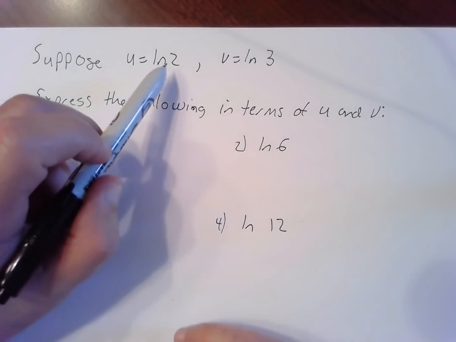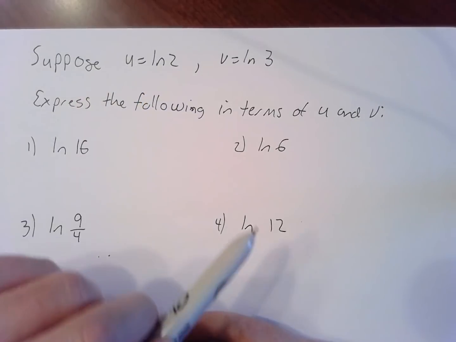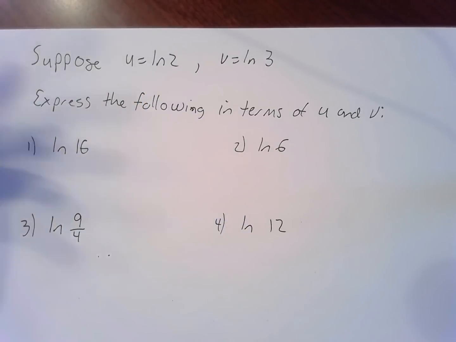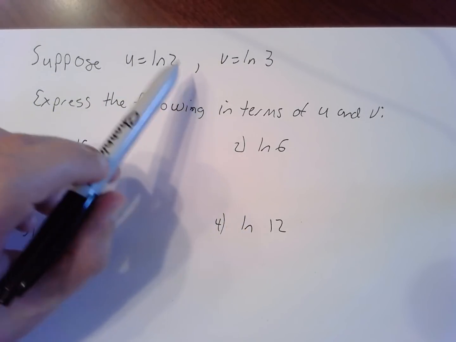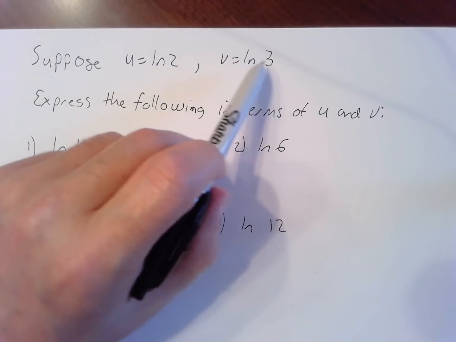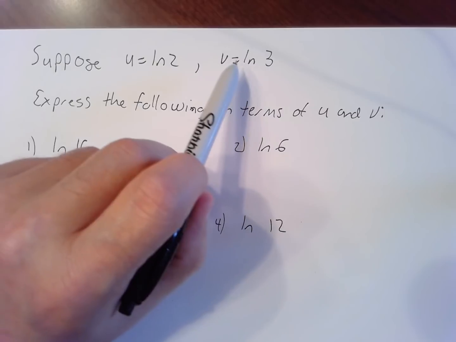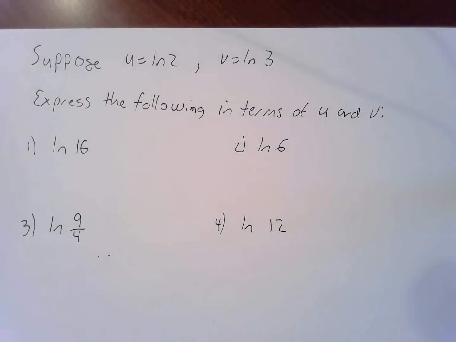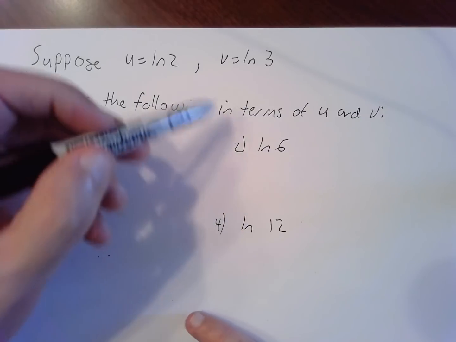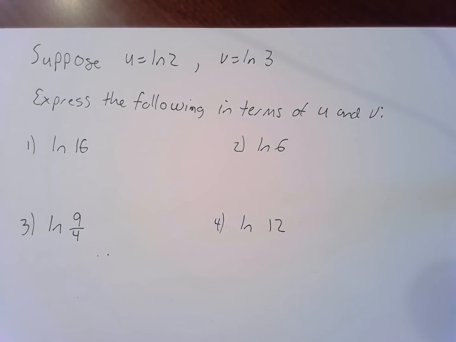Suppose I give a name to natural log of 2. So you could type it in your calculator. It's some nasty decimal. Natural log of 3, I give it a name. I call this guy u. I call this guy v. I know there's some nasty decimals. We're not going to use the calculator here. I want to write these expressions using only u's and v's. No logs in my answer.